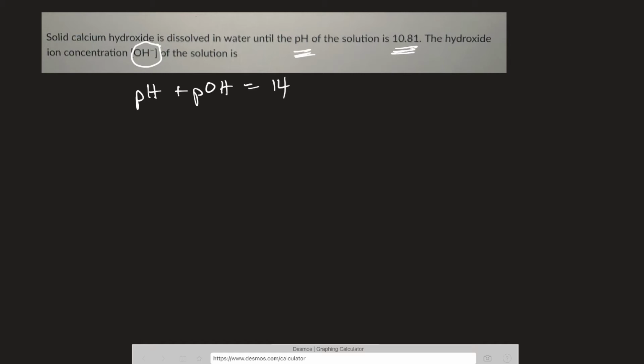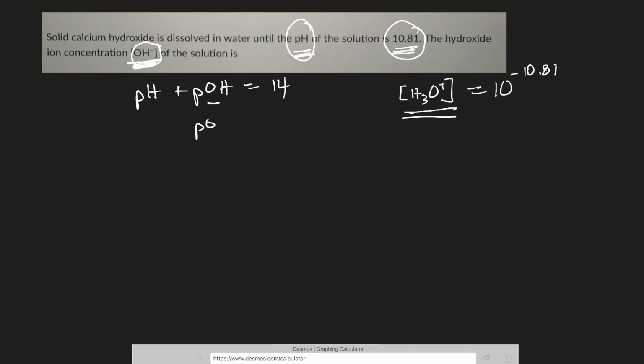And see, I could take this number because it's a pH, and I could say that the hydronium ion concentration is equal to 10 to the negative pH, or negative 10.81. But that's going to give me the hydronium ion concentration, not the hydroxide ion concentration. So first, let's switch this pH into a pOH. So the pOH will be 14 minus whatever the pH is. So 14 take away 10.81 will be 3.19, I think. So that'll be the pOH.